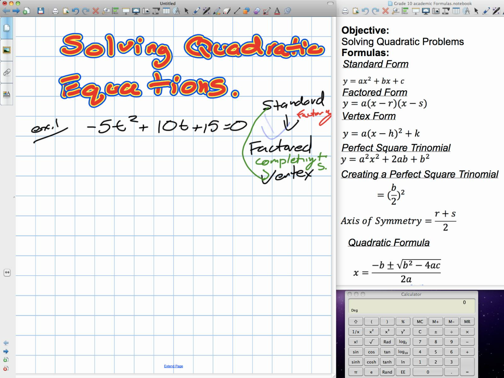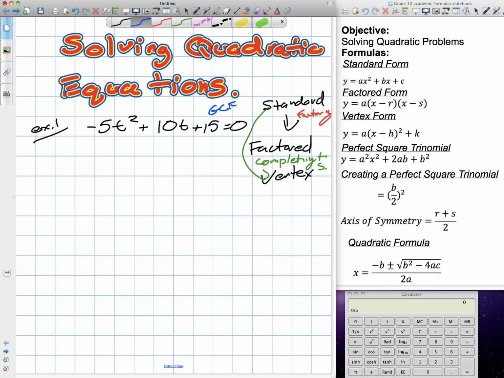So what we're going to do is quickly factor this, then do it through vertex form, and finally use the quadratic formula, using the same equation. We can solve it 3 different ways. So, since you guys are amazing at factoring, what is the first step to factoring? Greatest common factor, okay? The greatest common factor is our -5.